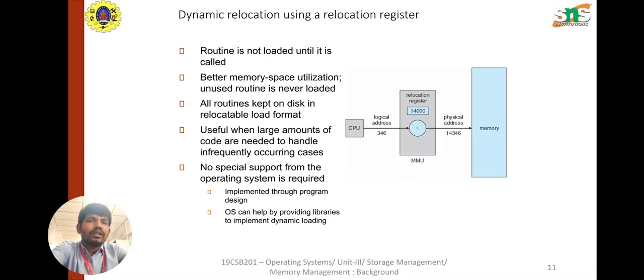A routine is not loaded until it is called. Here the CPU contains a logical address of 346, and the relocation register holds 14000, so the address is stored in memory as 14346. This is the relocation register. No special support from the operating system is required for implementing this through program design, or the OS can help by providing libraries to implement dynamic loading and relocation registers.